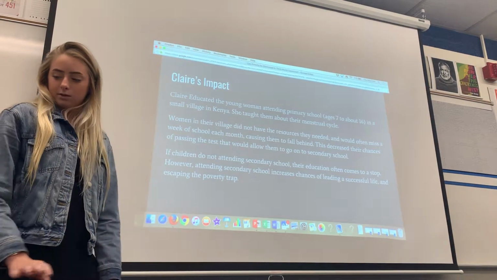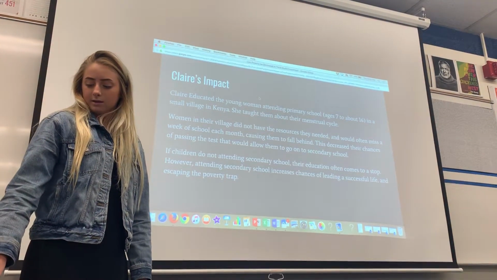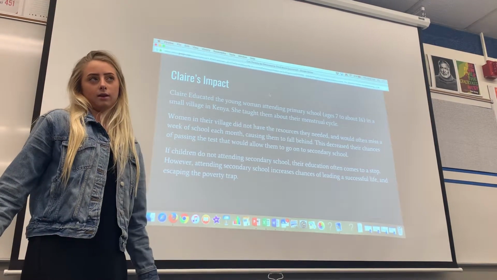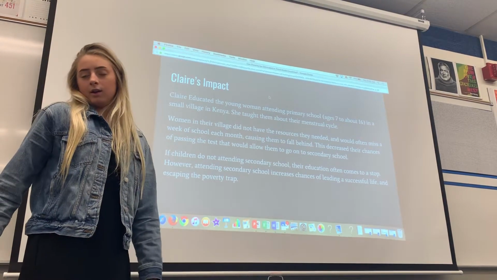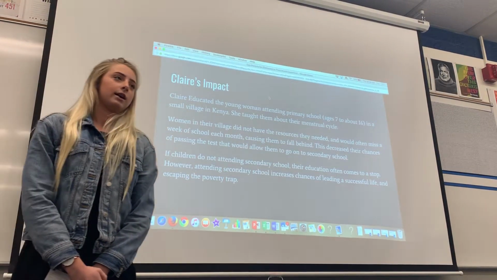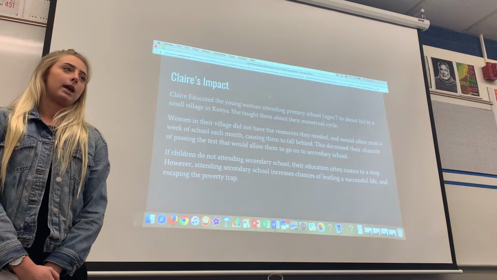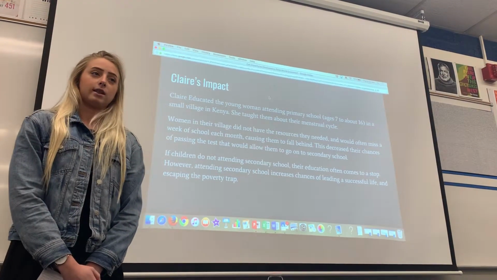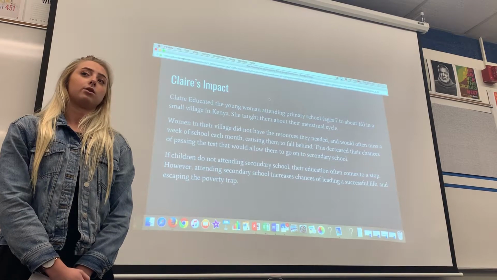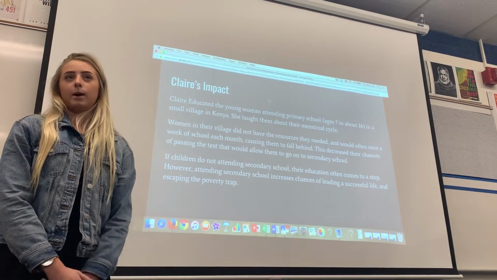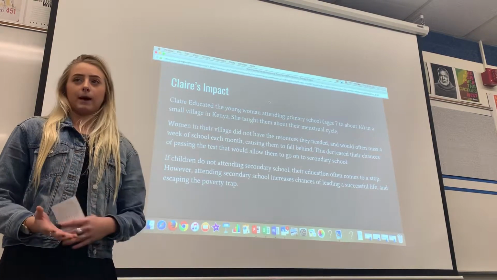So while Claire was in this village in Kenya, she was able to educate young women attending a primary school. Some background knowledge on education in Kenya. The young kids attend primary school from age 7 to about age 16. And they will take a test at the end of primary school which determines whether or not they will attend secondary school. So she taught them not about English or math, which is what you would expect.